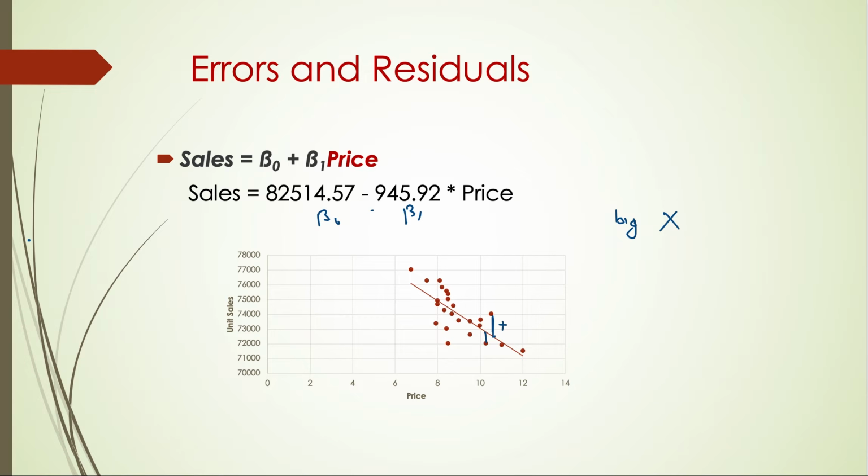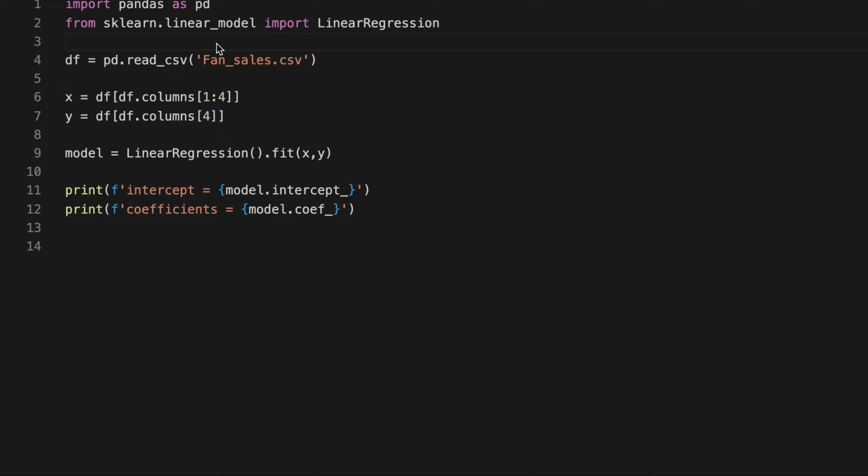Now let's see the code in Python. So this was our earlier Python code where we imported linear regression from scikit-learn.linear_model. We read the CSV file into a data frame. We picked the first three columns, price, advertisement expenditure, and promotional expenditure, as our independent variables, and y, which was the number of unit sales, as the dependent variable. Then we fit a linear regression model using these input values and the y values, and then we printed the intercept, that is beta 0, and the coefficients beta 1, beta 2, and beta 3.